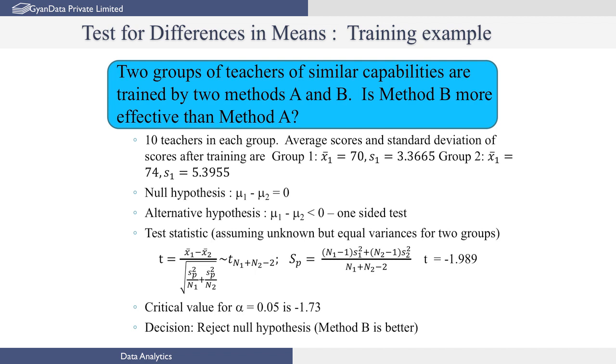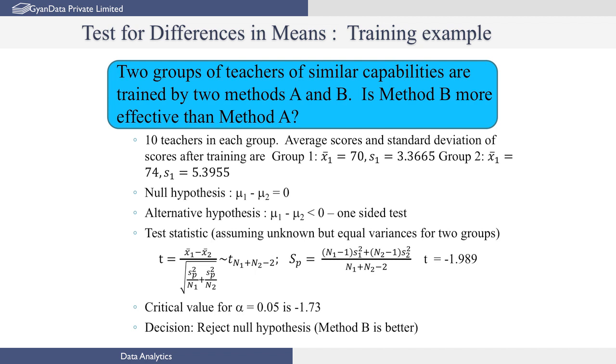So, we want to know whether method A and method B are both equally effective or method B is more effective than method A. This is the question that we want to answer. So, we have chosen the null hypothesis that method A mean and method B mean both are equal, which means the difference in the mean should be equal to 0. That is your null hypothesis. We will reject this in favor of the alternative, which says the effectiveness of method A is less than the effectiveness of method B, which means the mean of method A is less than the mean of method B, which means the difference should be less than 0.